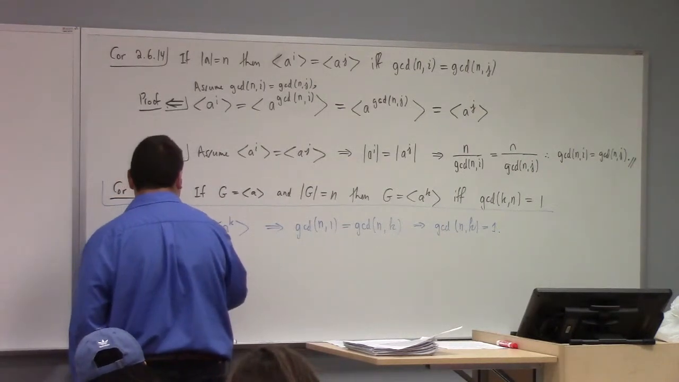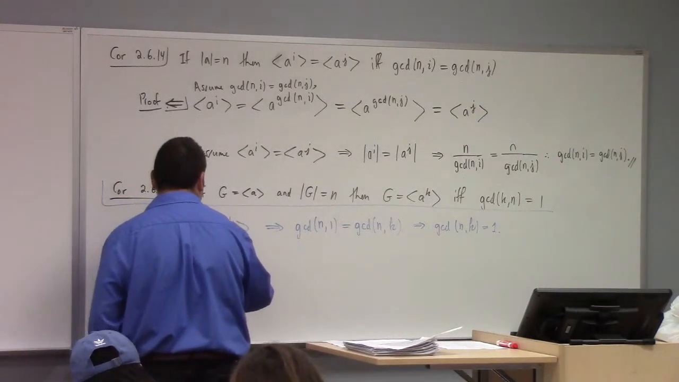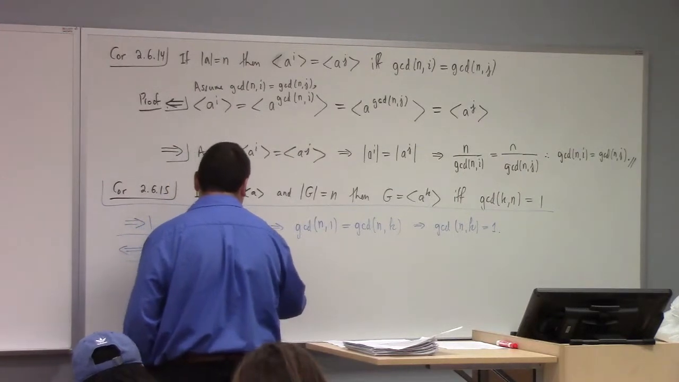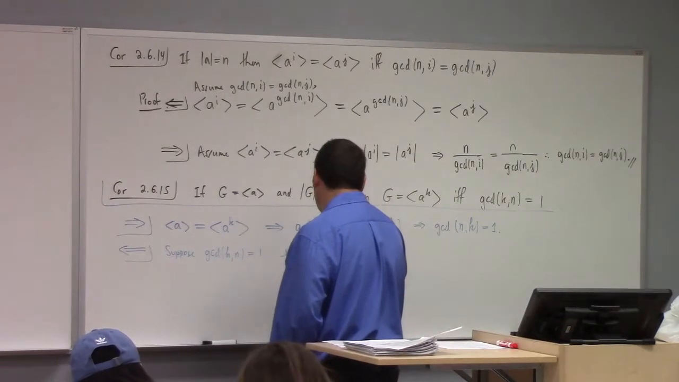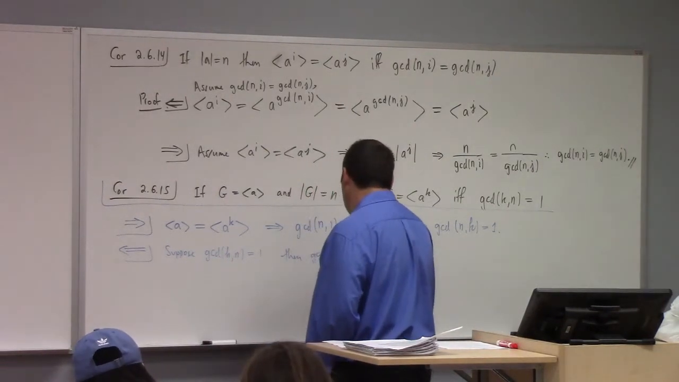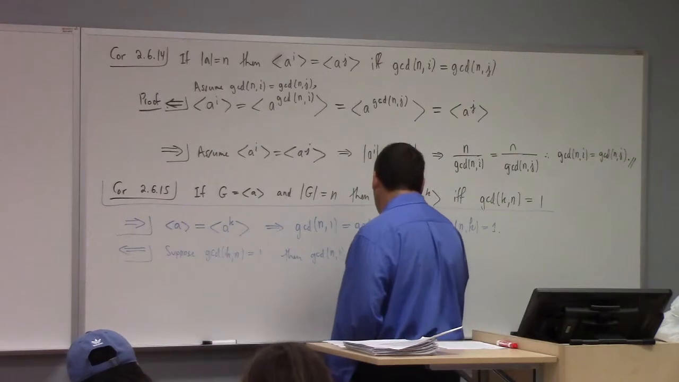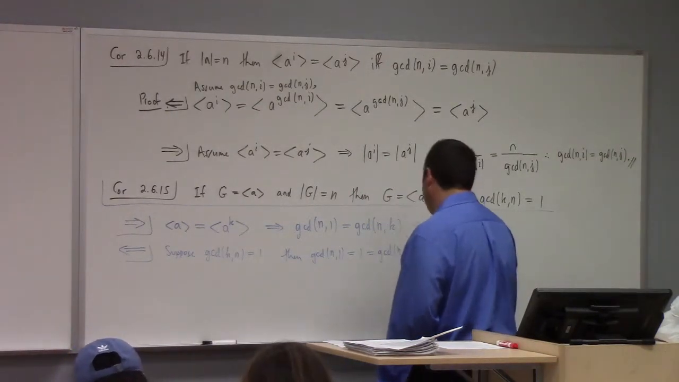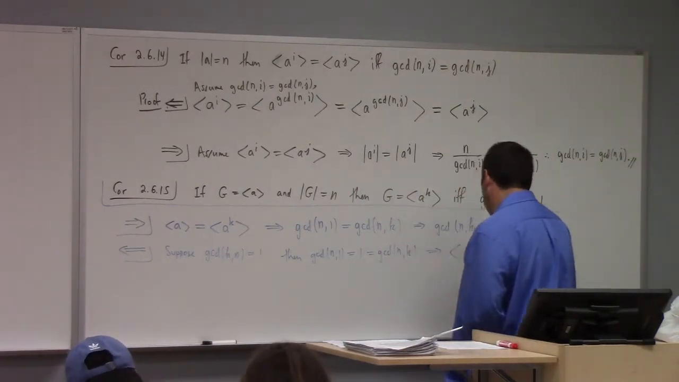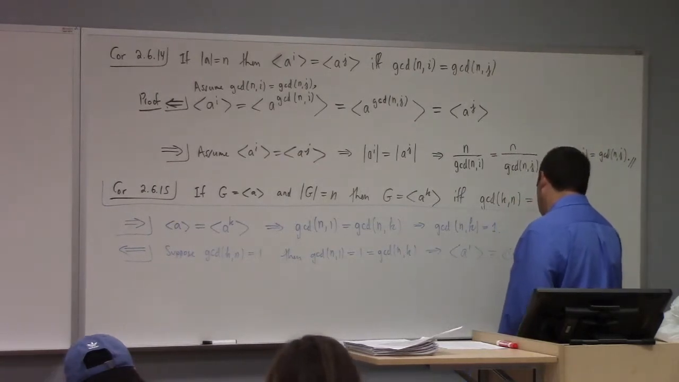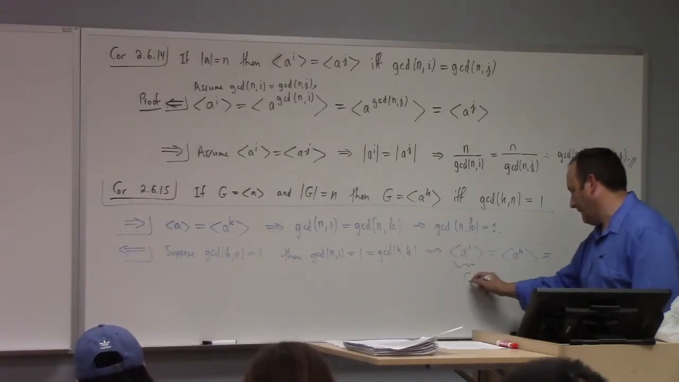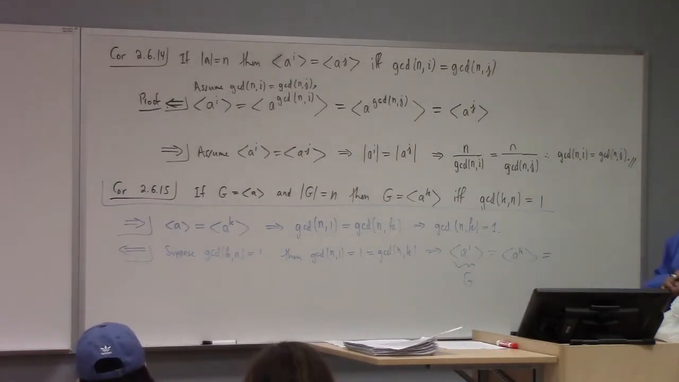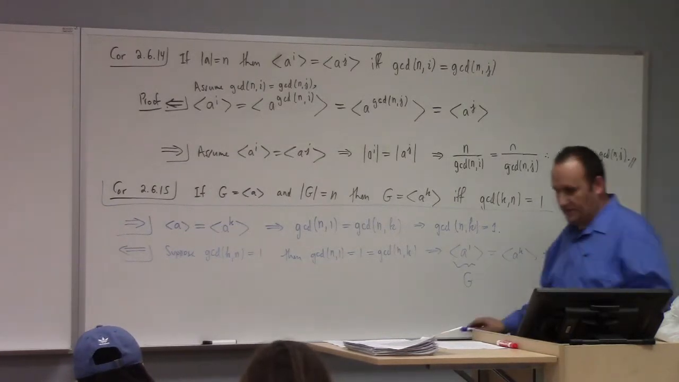Suppose that the greatest common divisor of k and n is equal to 1. Then, this is stupid, I'm sorry. Then GCD of n,1 is equal to 1, is equal to GCD of n,k. It's almost the same stupid argument, right? Which implies that the subgroup generated by a to the power 1 is equal to the subgroup generated by a to the power k by the previous corollary. And this is A, by assumption. a is a generator. All right, that's corollary 15.